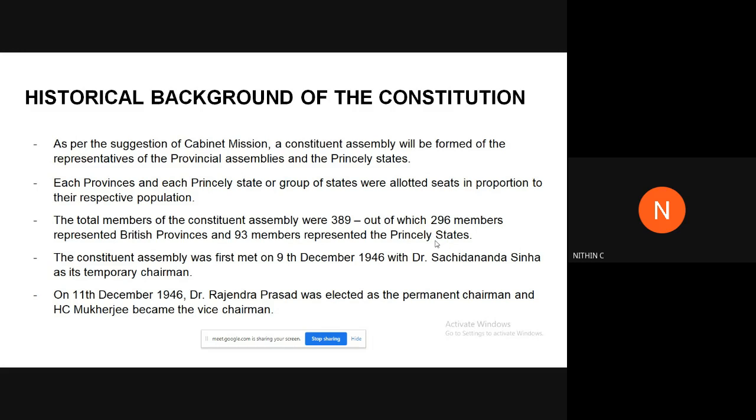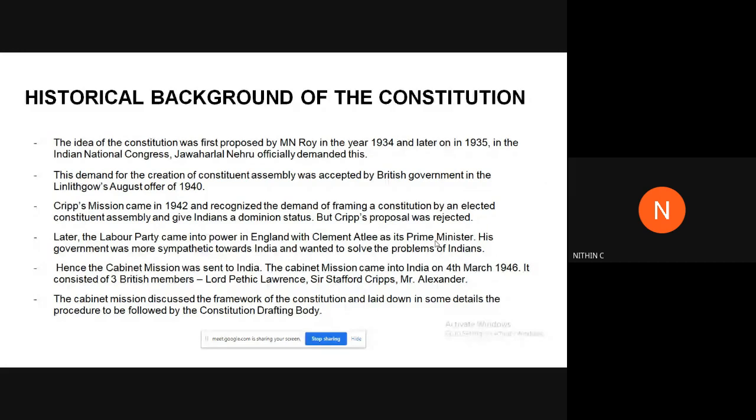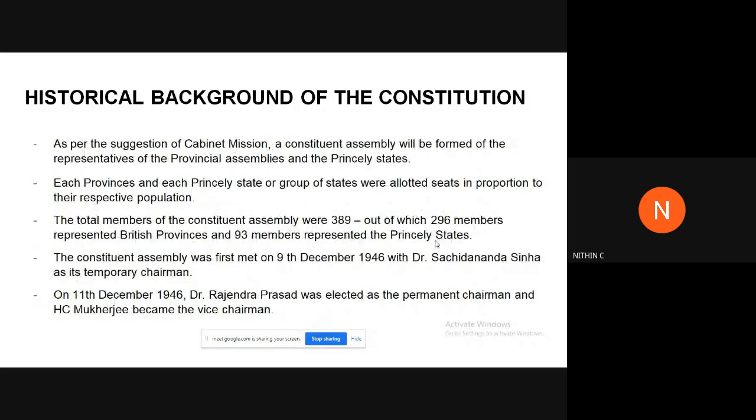For that, a three-member Cabinet Mission was sent to India. The Cabinet Mission discussed the requirements, and the requirement of a Constituent Assembly was also discussed. As per the suggestion of the Cabinet Mission, a Constituent Assembly was formed with representatives of both provincial assemblies and princely states. The number of representatives depends upon the population. Remember, the Constituent Assembly is the body behind the framing of the Indian constitution. The total members were 389, out of which 296 represented British provinces and 93 represented princely states.